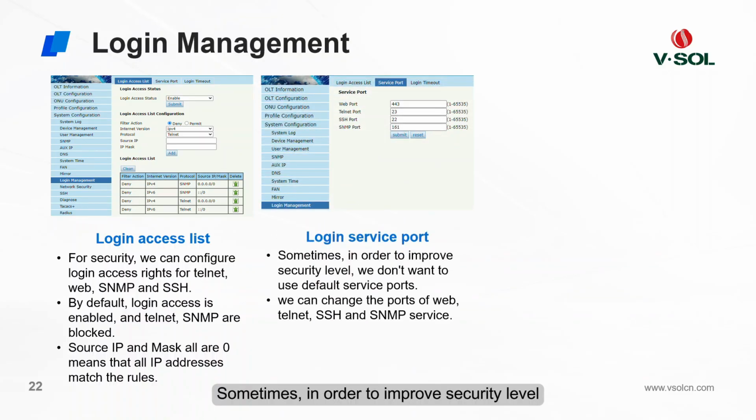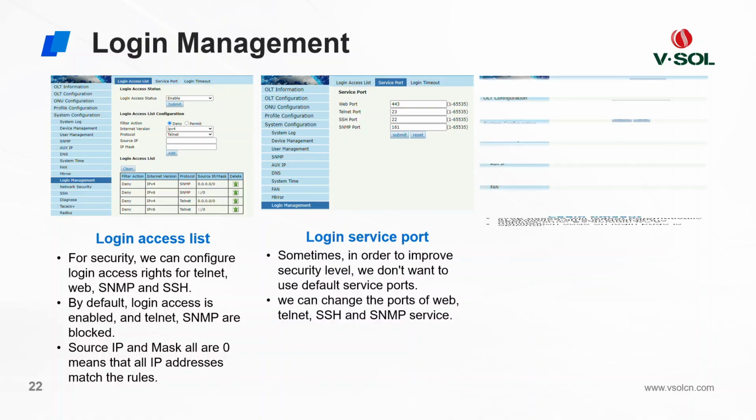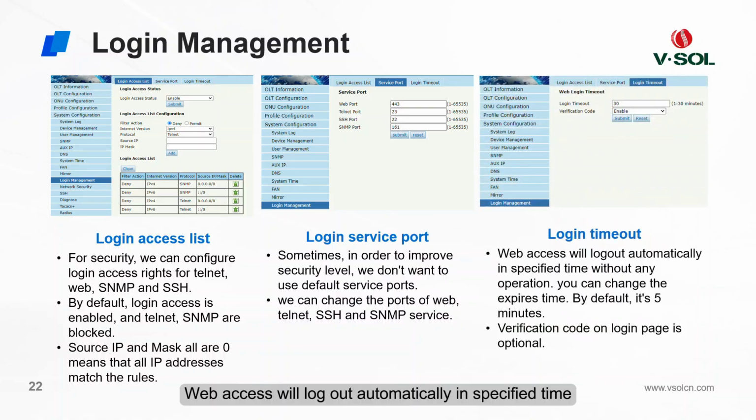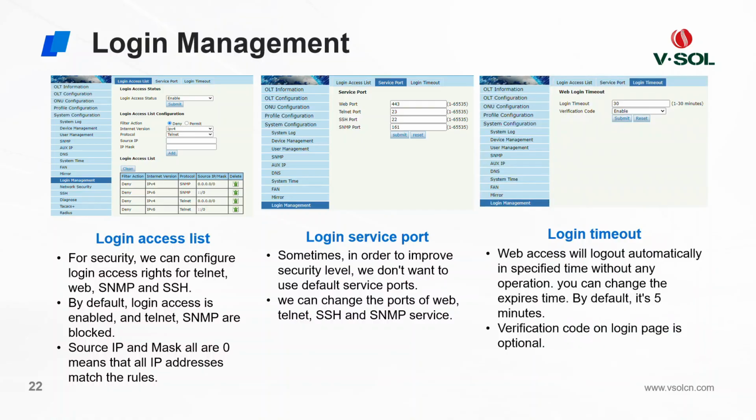Sometimes, in order to improve the security level, we don't want to use default service ports. We can change the ports of the Web, Telnet, SSH, and SNMP services. Web access will log out automatically in a specified time without any operation. You can change the expires time. By default, it's 5 minutes.